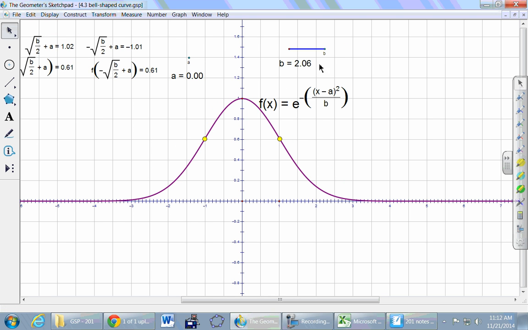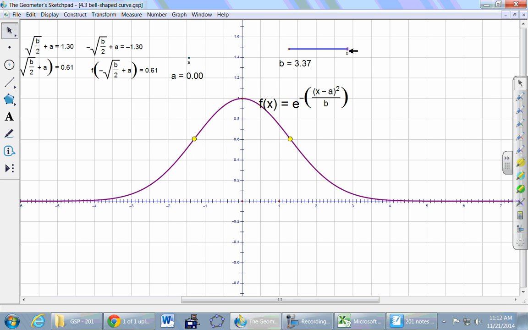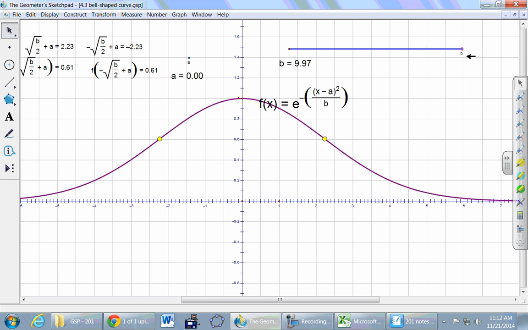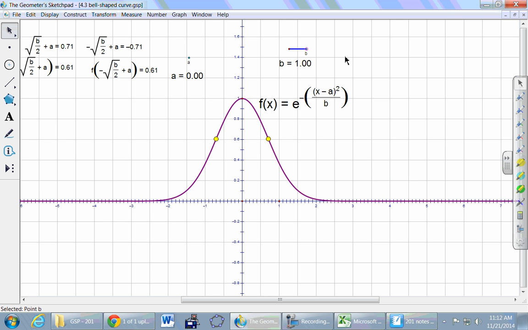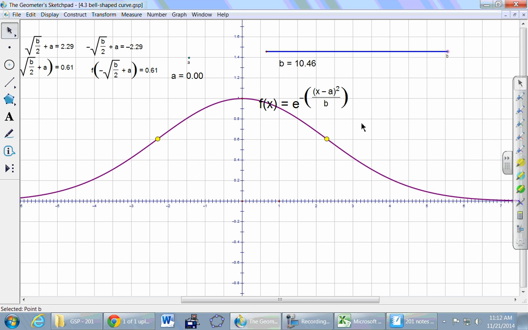But you can see that as I make b bigger, the points of inflection aren't moving as quickly as I'm moving b. Does that make sense? I'll go back to here. I'm going to take b and drag it to the end of the screen. If this point of inflection were moving the same amount, it would move to the end of the screen roughly. It's about on top of each other. But because of that square root, you can see this guy really lagging behind that one, right?